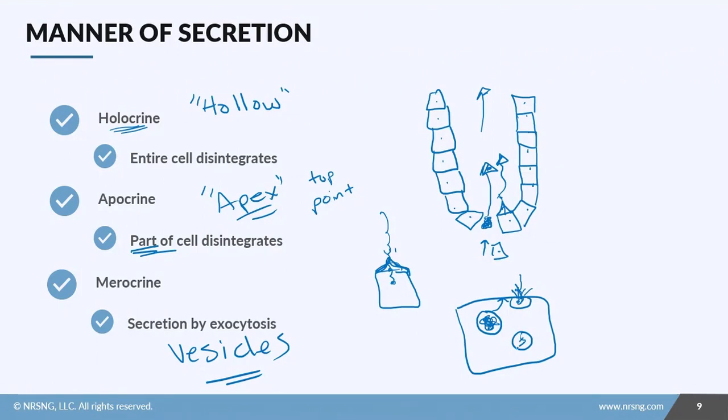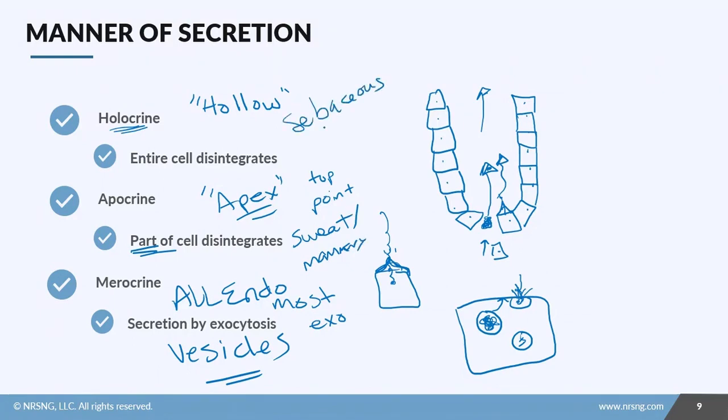So merocrine is actually all of our endocrine cells and most of our exocrine cells. So where we see these, apocrine we see in mammary and sweat glands. And then holocrine we see in our sebaceous glands. So again, our oil glands and our goblet cells. So just these couple of specialized places have these other types of secretion, but basically everything else secretes by merocrine.